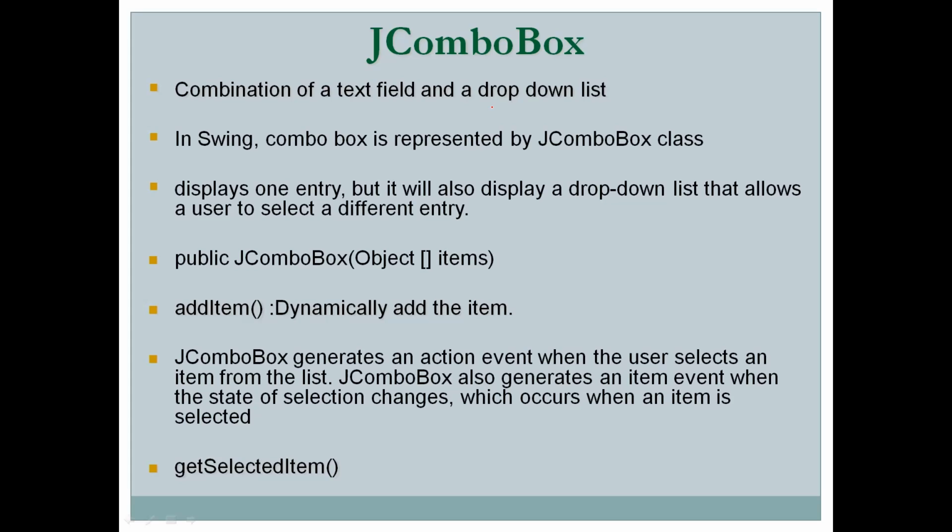JComboBox is represented by the JComboBox class in Java Swing. To create an object of JComboBox, we have to use the class JComboBox. As I've said, it displays one entry, but it will also display a drop down list that allows a user to select a different entry. So in case of combo box, it displays a single entry at a time, but upon clicking on an arrow, it displays a list of items from which a user can select any item he wants.